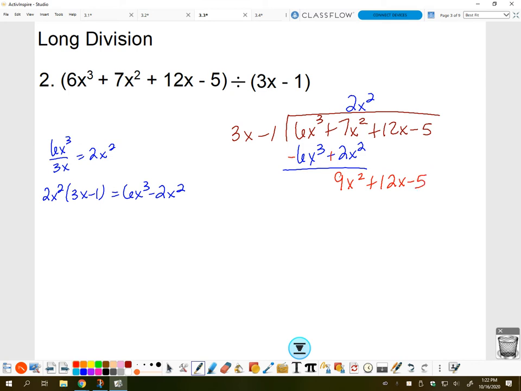Alright, so repeat our steps. So 9x squared divided by 3x is 3x. 3x times 3x minus 1 is 9x squared minus 3x. Go through and subtract.